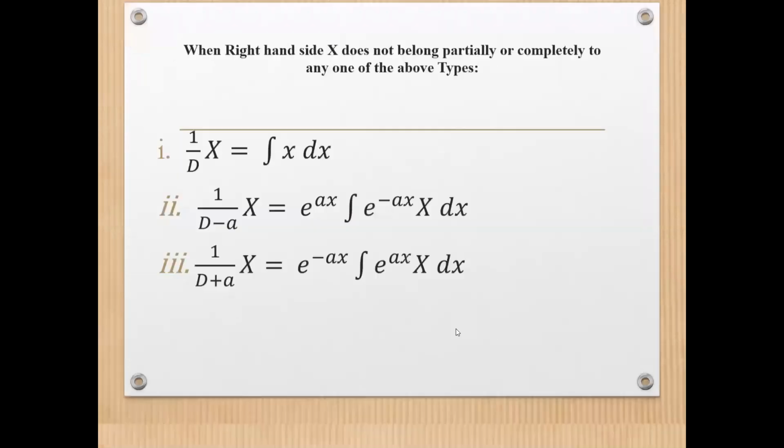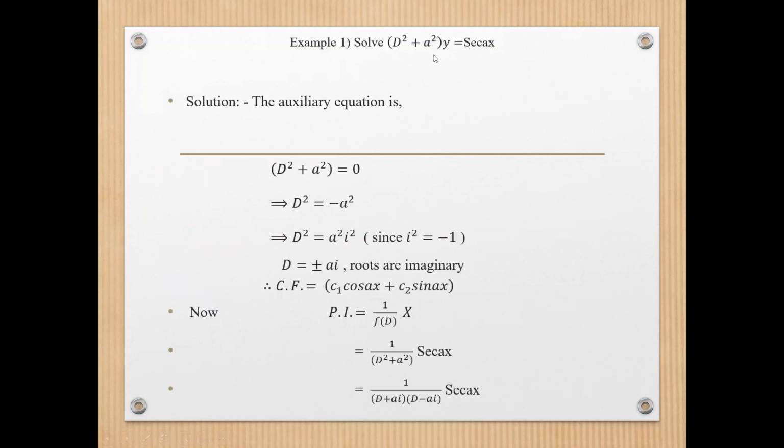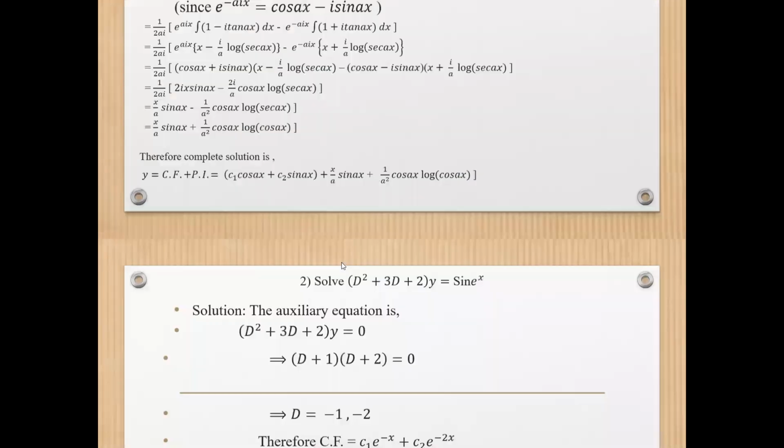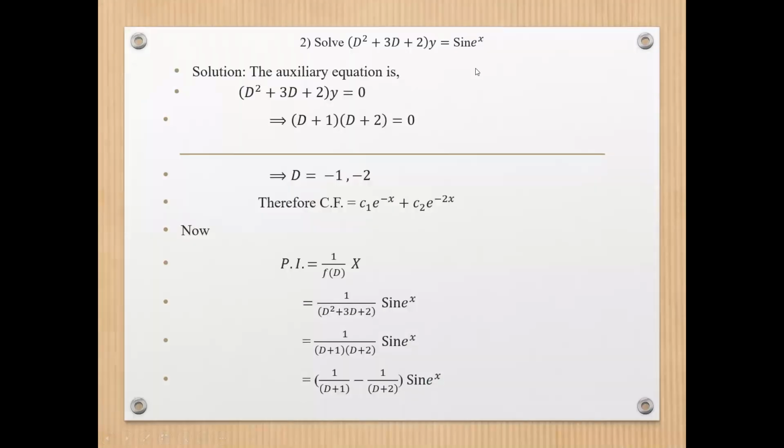In the last lecture we have seen this example: D square plus a square y is equal to sec ax. How to find the solution of this linear differential equation we have seen. In this lecture we have to see example 2 related to this type. We have to find the solution of this equation. This is the linear differential equation. Here the right hand side is sin e raised to x. If we observe, the right hand side of this equation does not belong completely to any one of the previous types.